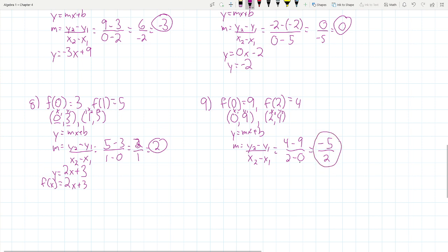Whenever you're doing this, I highly recommend keeping this in fraction form. It just works out better, especially a little bit later on, whenever we're not given y-intercepts right off the bat. So y equals negative 5 over 2 x, and then am I given an intercept? Yeah, I am, 0, 9. So I go plus 9. And again, it asks us to write it as a linear function, so we go f of x equals negative 5 over 2 x plus 9.